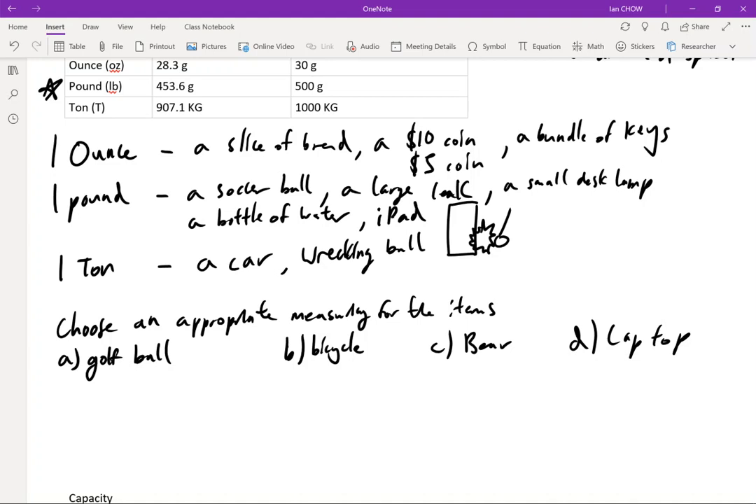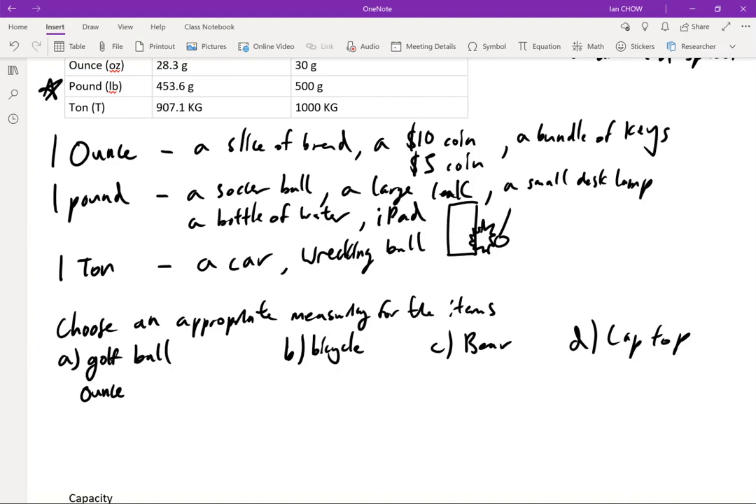A golf ball, super small. Would we use pounds to measure a golf ball? Of course not. So probably the most appropriate measuring unit for the item is the ounce. Do we know exactly how many ounces the golf ball is? I don't know, maybe like 4 or 5 ounces. I'm not actually too sure what the weight of one golf ball is. So we would use ounces. It's definitely less than a pound.